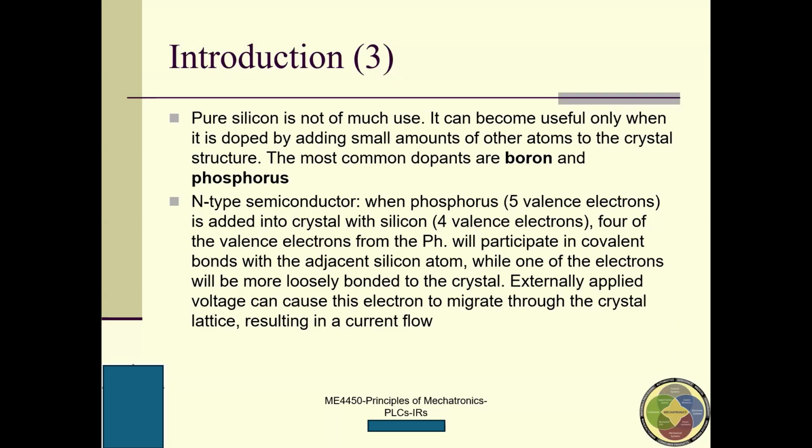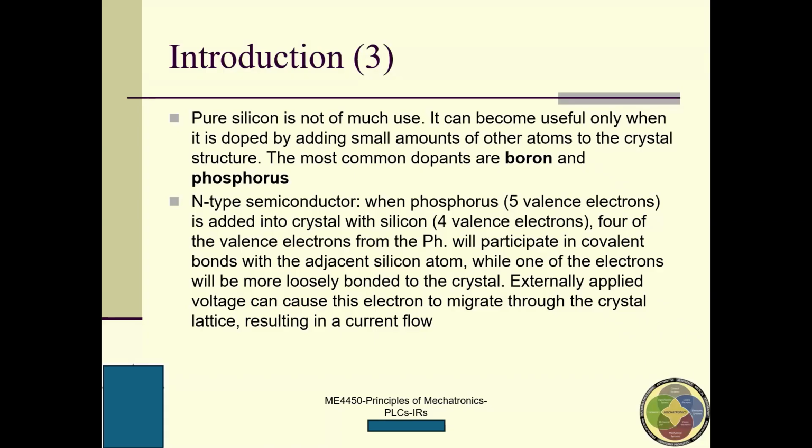One of the electrons from the phosphorus will be more loosely bonded to the crystal. So this electron can move whenever you have an externally applied voltage. Externally applied voltage can cause this electron to migrate through the crystal lattice, resulting in a current flow. Even though, when we talk about the current flow, it is in the opposite direction of the electron movement. You understand, guys?